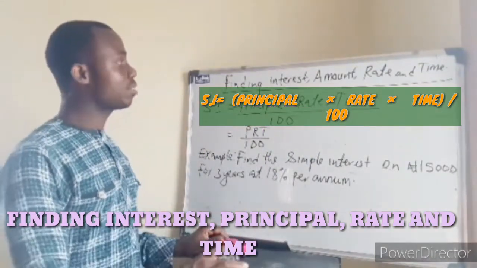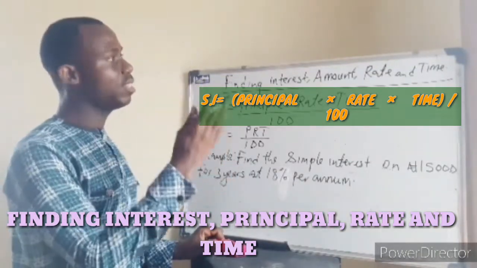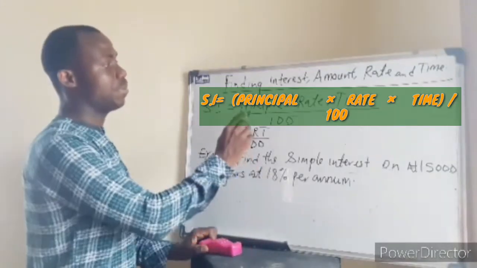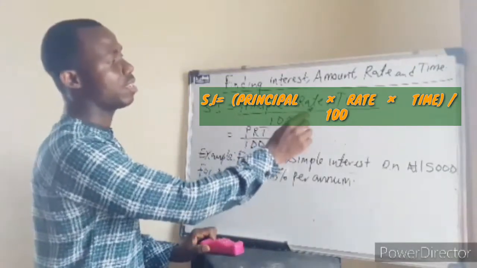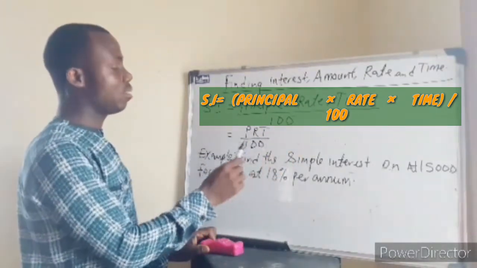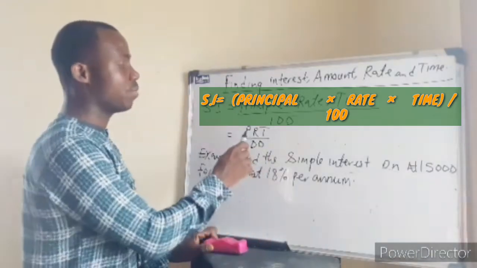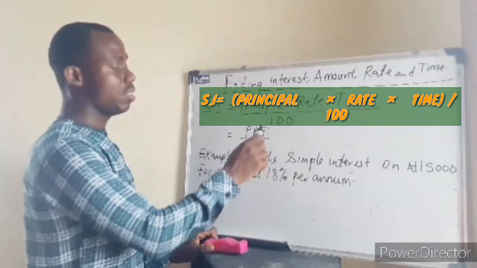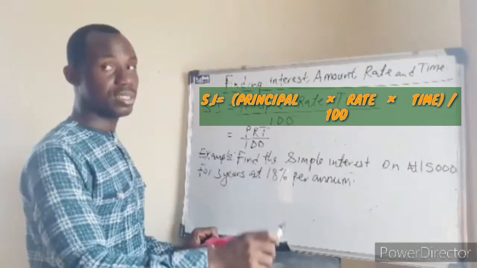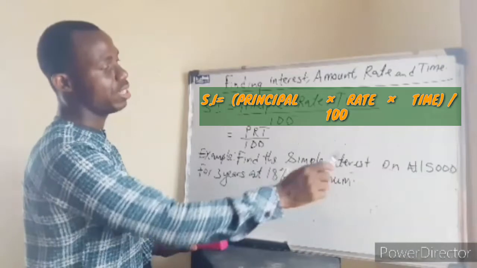Today we're going to talk about finding interest, amount, rate, and time. Simple interest is equal to principal times rate times time over 100. That is, in most cases, always written as PRT over 100. P stands for principal, R stands for rate, T stands for time, and we divide by 100 because the rate is in percentage.